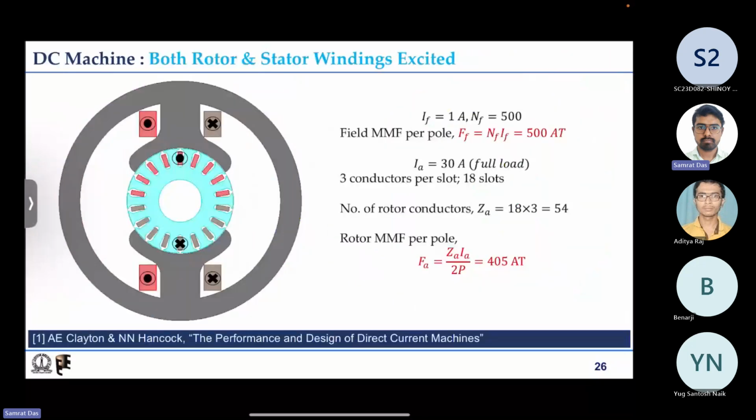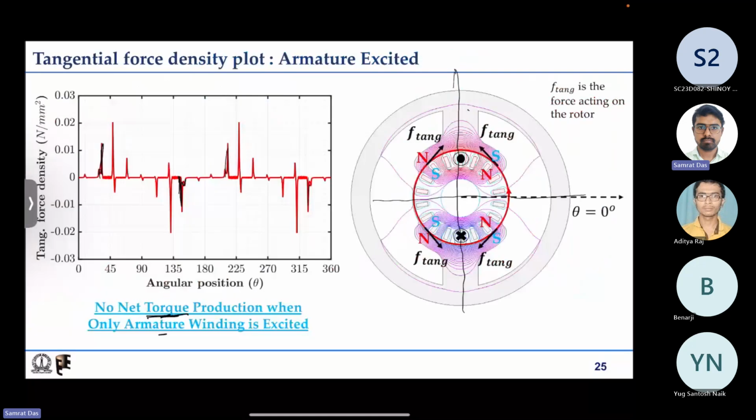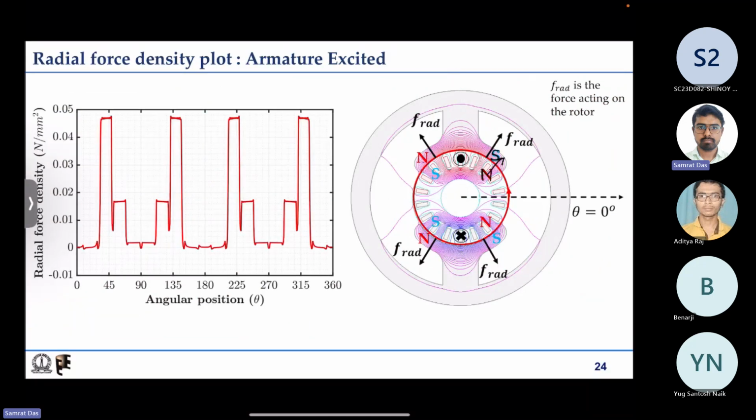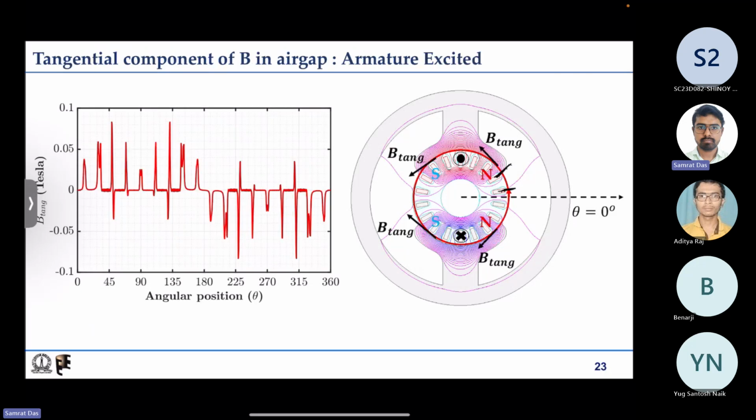Okay. Any question on whatever I discussed? Most of the portion was a recapitulation of the last day's portion, but I think we discussed it with clarity, going through all the steps: MMF distribution, length of the gap or air gap flux path, and then how we get B.